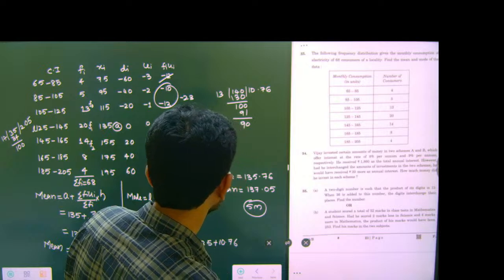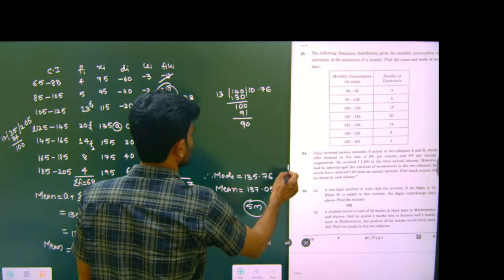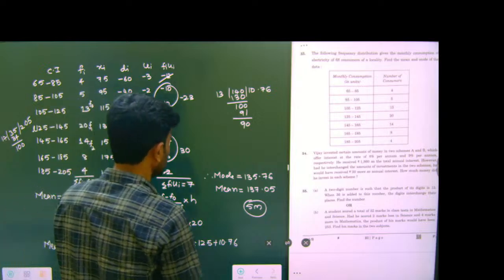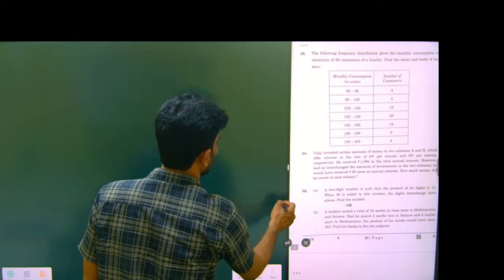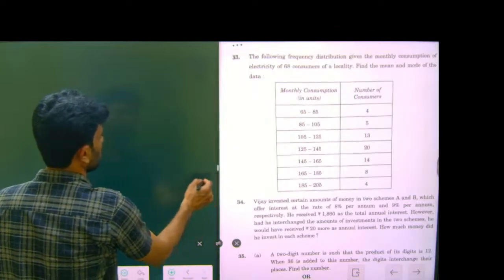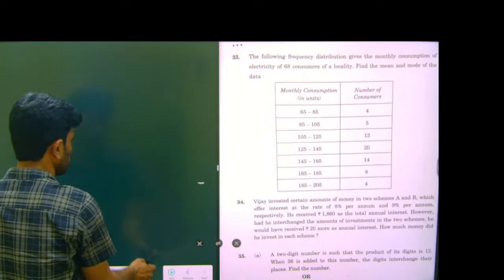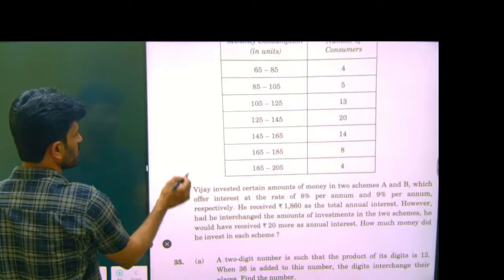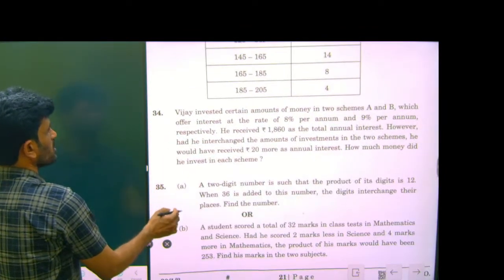This is okay. 5 marks statistics related and triangles related. Next we have, after triangles related and statistics related, the next topic, the next question. Many students get confused in this question. That is question number 34.